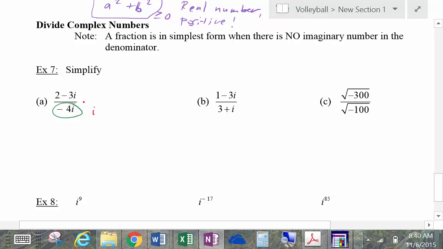But if I do that, it changes my fraction, so what do I need to do? Why does multiplying by i on the top help me? Yeah, i over i is 1. Okay, so what do I get when I multiply this out? Good. Distribute the i on the top. 2i minus 3i squared over negative 4i squared.